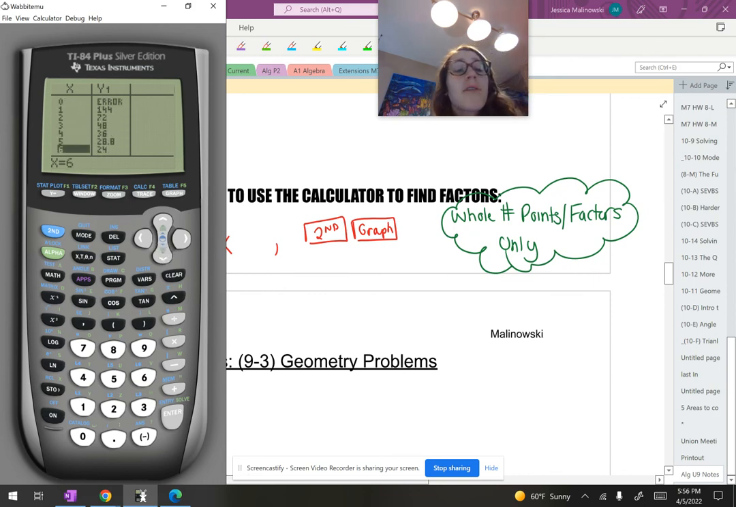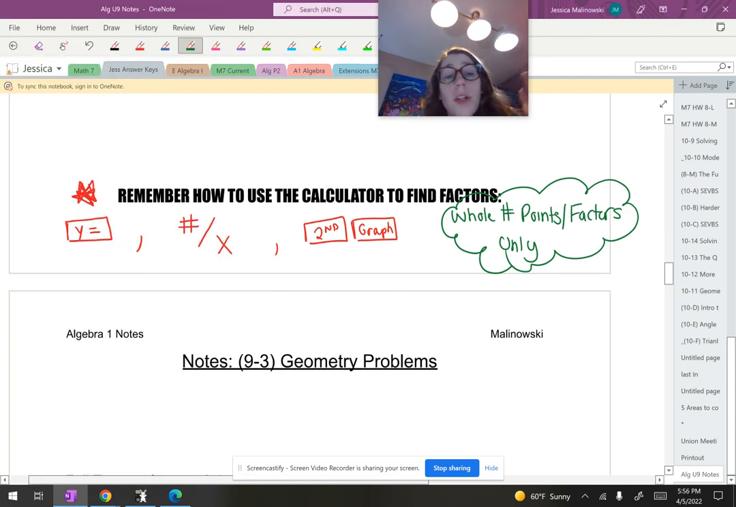And there I can see I've got factors. 1 and 144, 2 and 72. They line up with each other. 3 and 48, 4 and 36. Skipping 5 because that's not a whole number. 6 and 24. Skipping 7 because that's not a whole number, it's 20.571. 8 and 18, 9 and 16. And so on and so on.